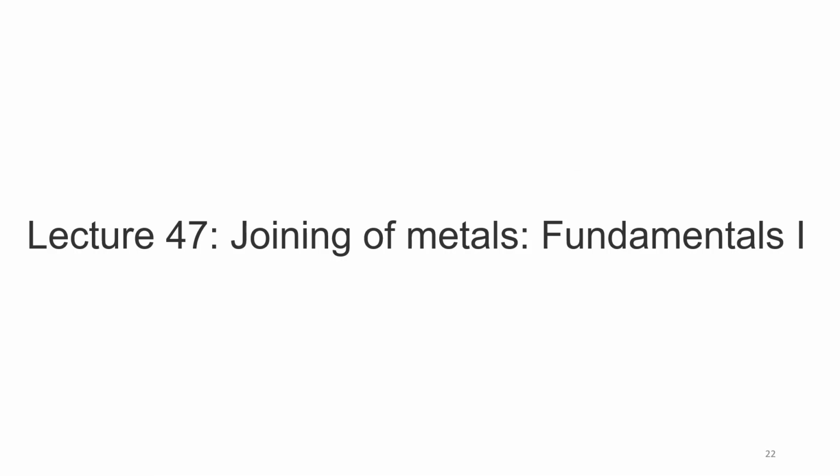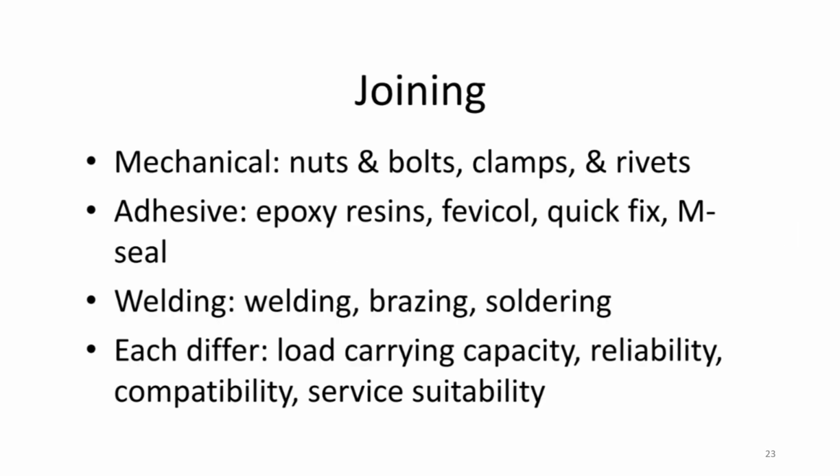Next chapter is joining of metals. Joining can be of various types. First is mechanical, where you can use nuts and bolts, clamps and rivets. In the case of adhesives, you can use epoxy resins, Fevicol, Quick Fix and M-Seal. In the case of welding, you can have welding, brazing and soldering. These are permanent types compared to the other two.